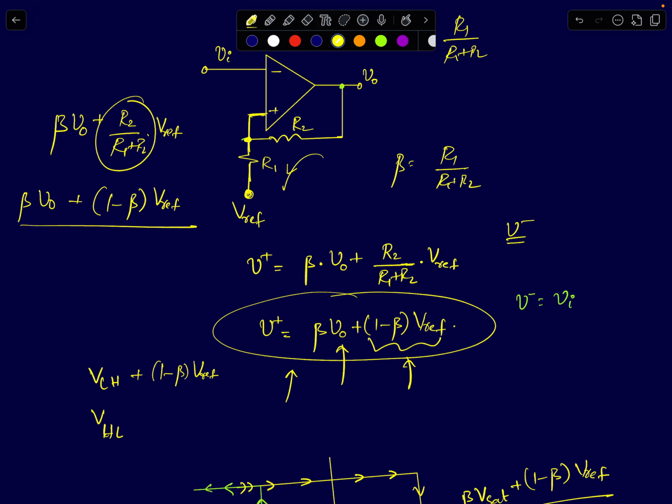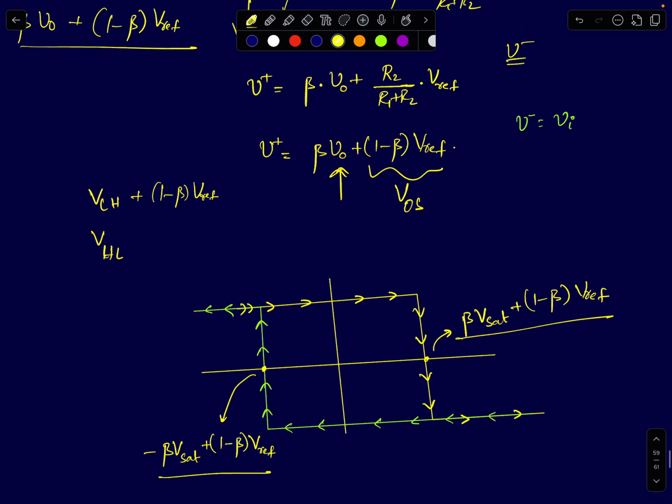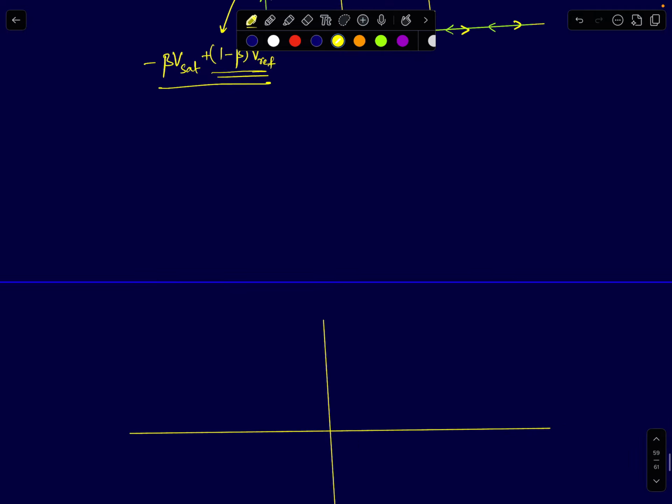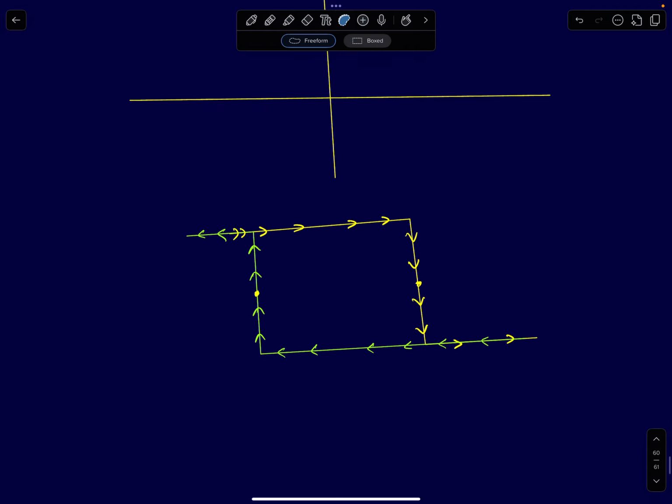And so I just need to add a fixed offset voltage to V plus. Whatever the polarity of V naught, whether it's minus Vsat or plus Vsat, you are going to add this fixed voltage of 1 minus beta times Vref. That has the effect of adding a fixed offset voltage to both the high to low threshold and the low to high threshold. I'm adding the same voltage. So that has this effect, which we just discussed before.